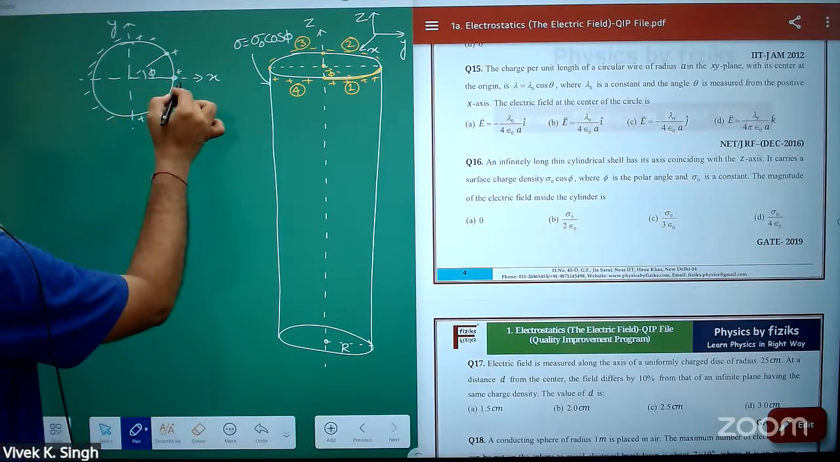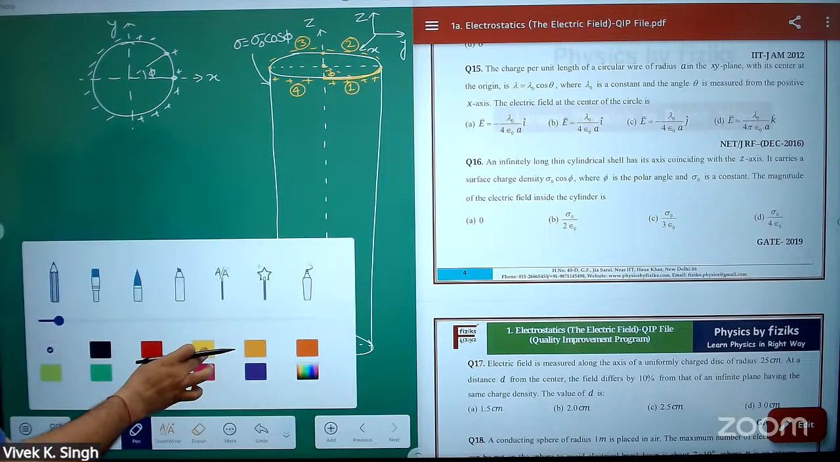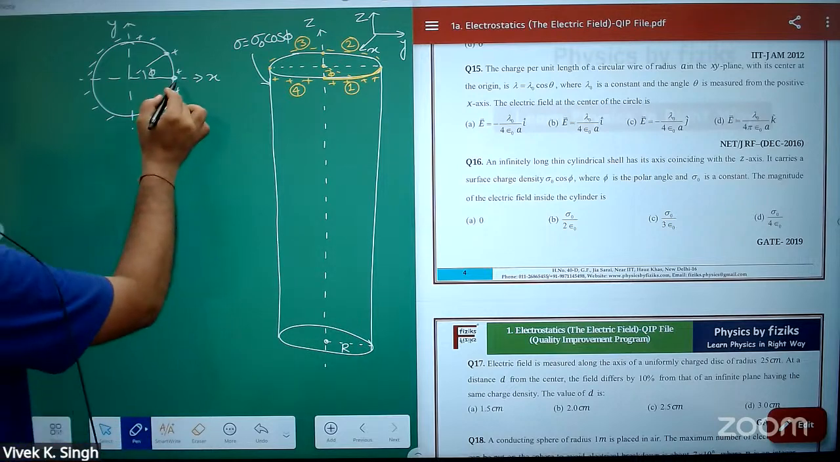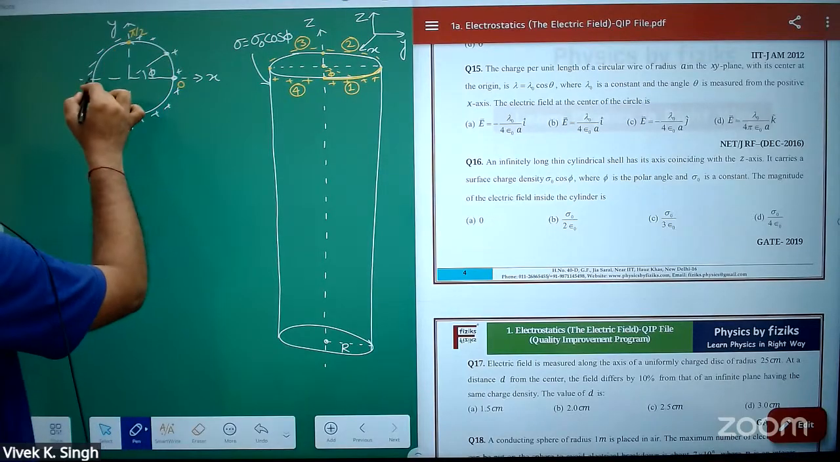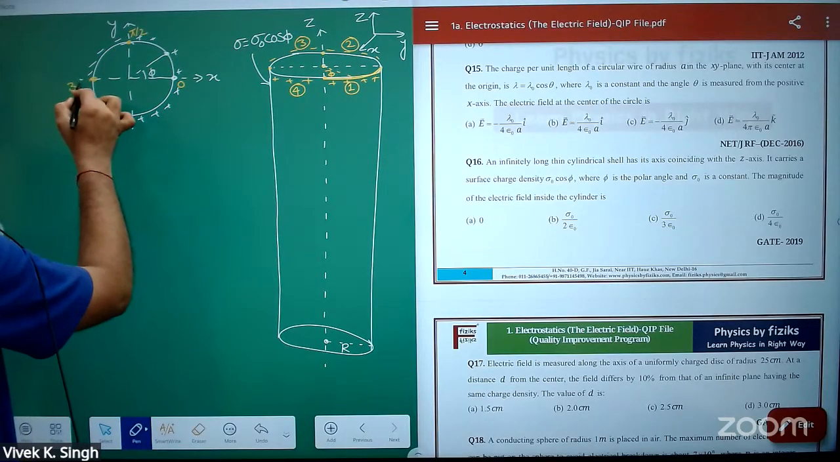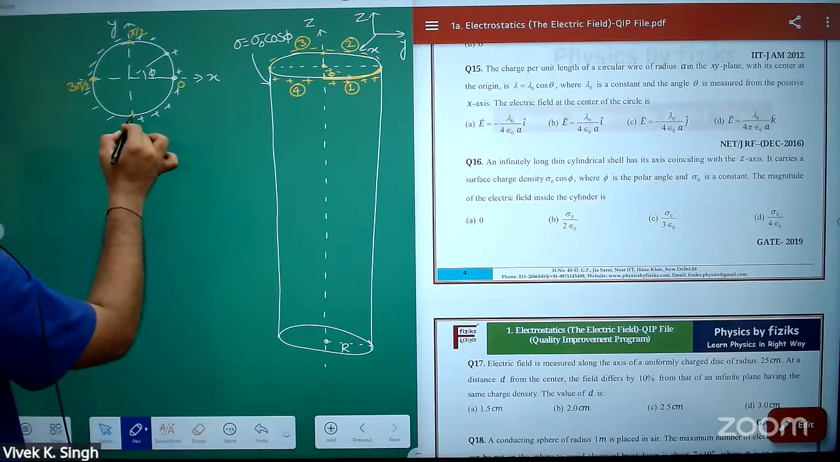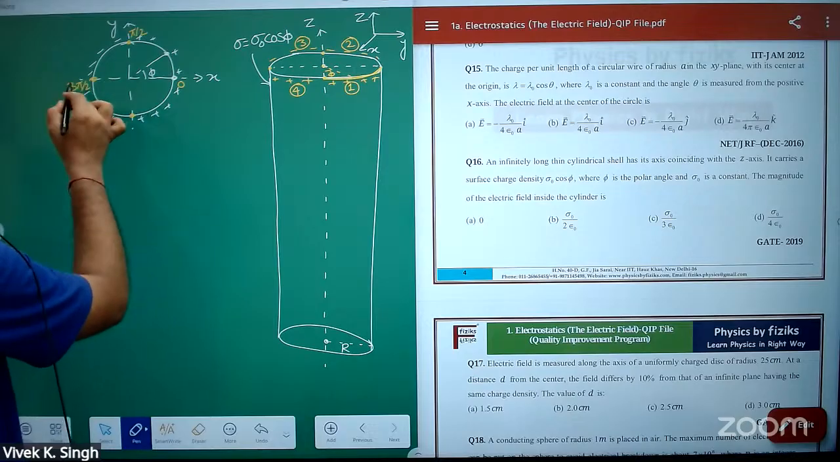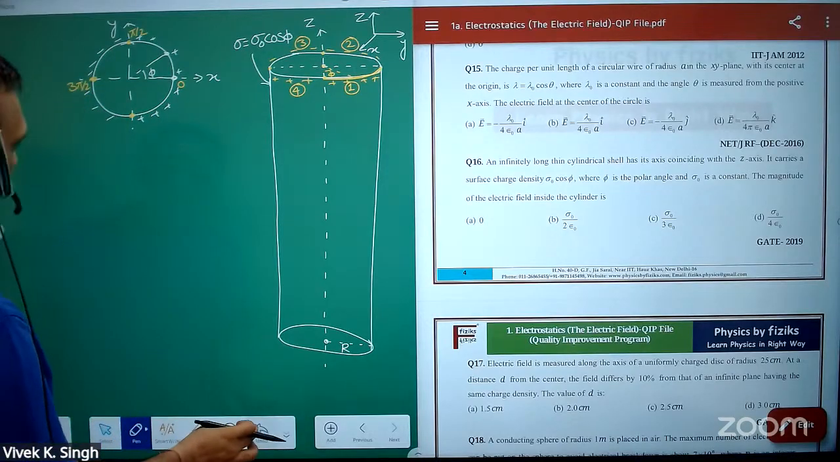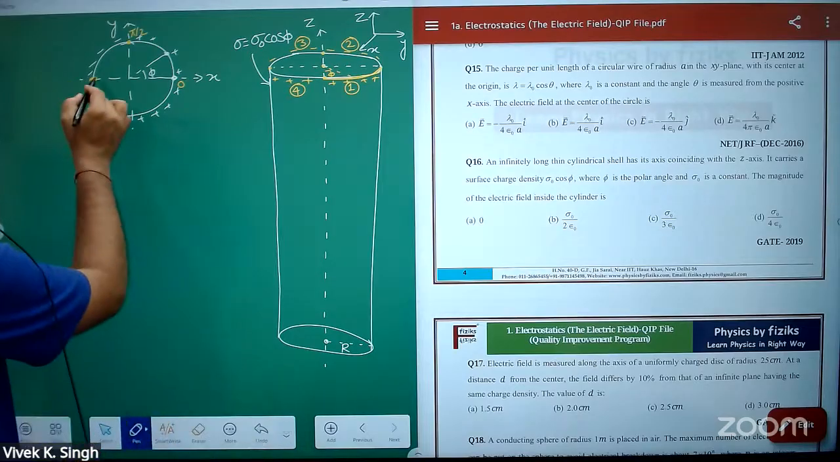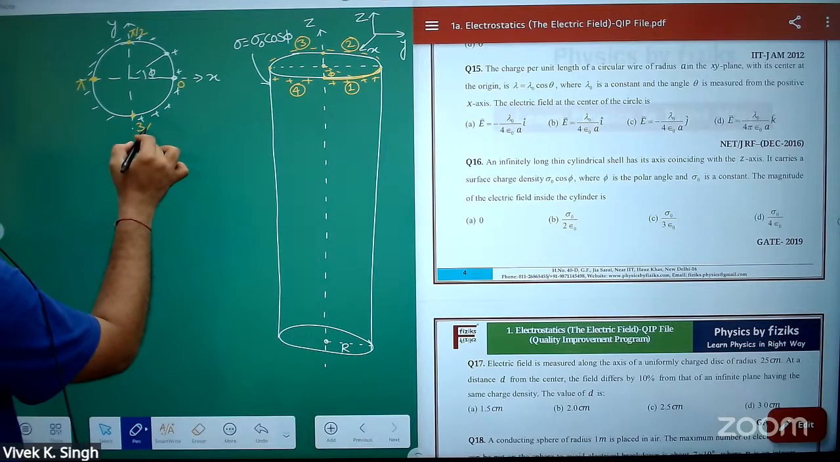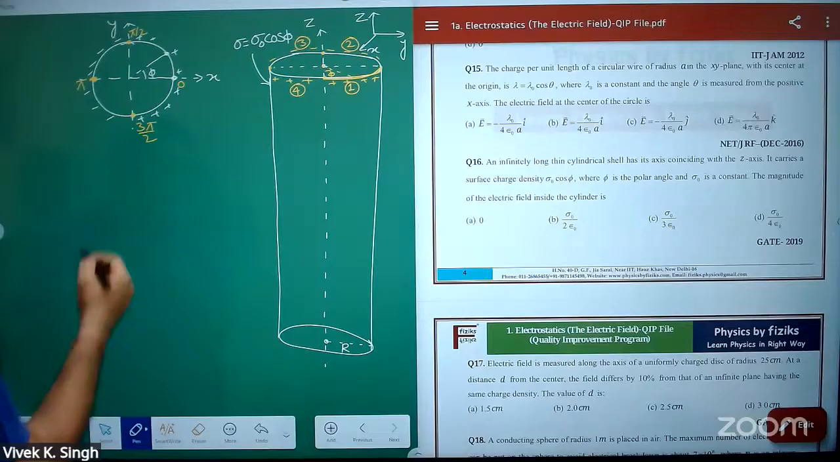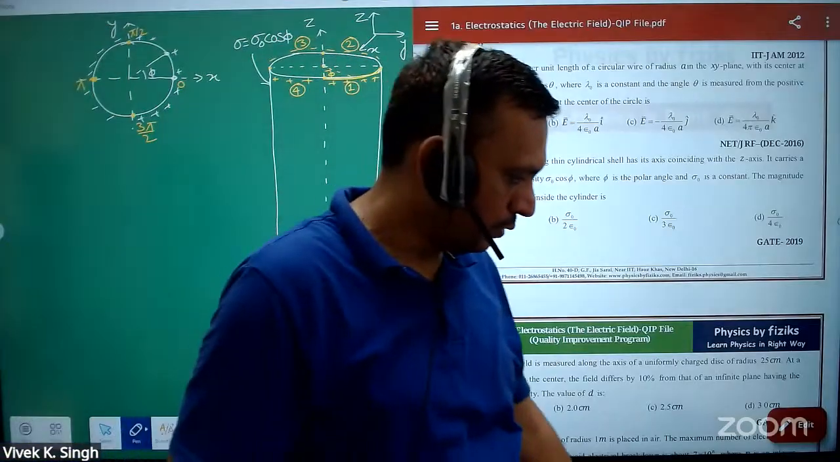Here, phi is 0. Here, pi by 2. This is 3 pi by 2. And this is pi. Pi by 2 and pi. This point is pi. And this will be 3 pi by 2. And then again it will be 2 pi or 0.